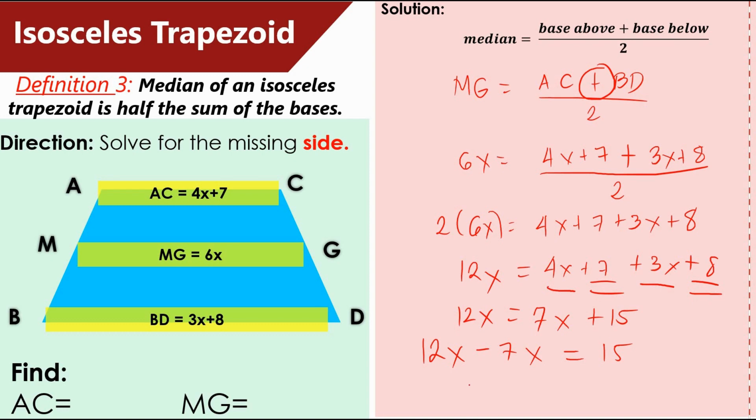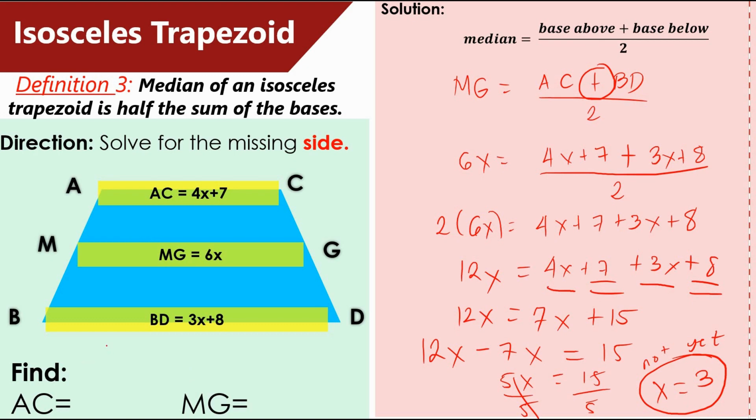Now, you may combine 12x and 7x. The difference of these two terms is 5x, is equal to 15, and you already know this part. By dividing both sides by 5, we can get the value of x, which is equal to 3. Just like our examples a while ago, this is not yet the final answer. This is not the measurement of AC, nor the value of MG. We can now substitute the value of x into the given.